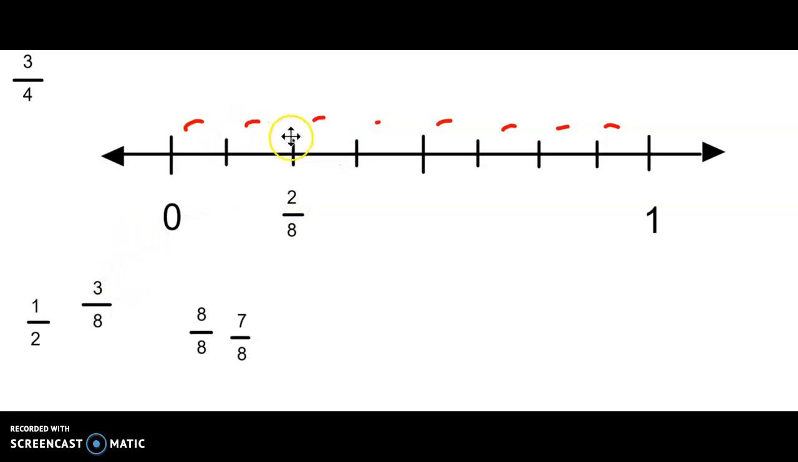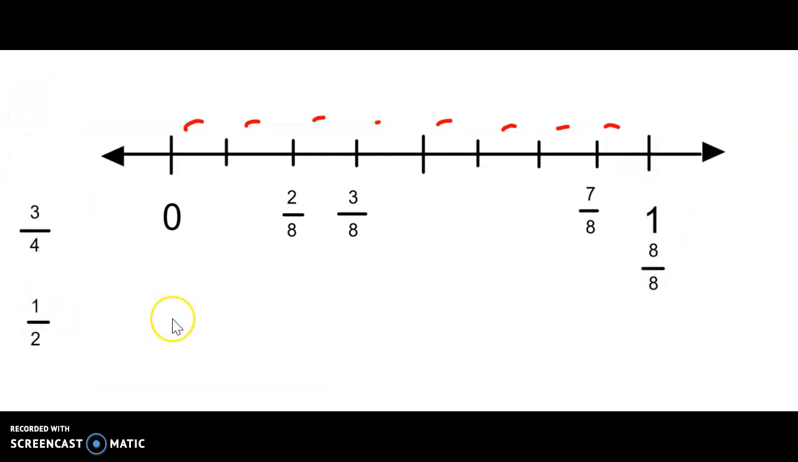So then if that's 1/8, 2/8, 3/8 goes right next door. So I have to do 8/8 and 7/8. So 3, 4, 5, 6, 7. So right here's 7/8. And then 8/8 is going to go right next door underneath 1. So we have 1, also known as 8/8. Okay, so we have two fractions left, 3/4 and 1/2.